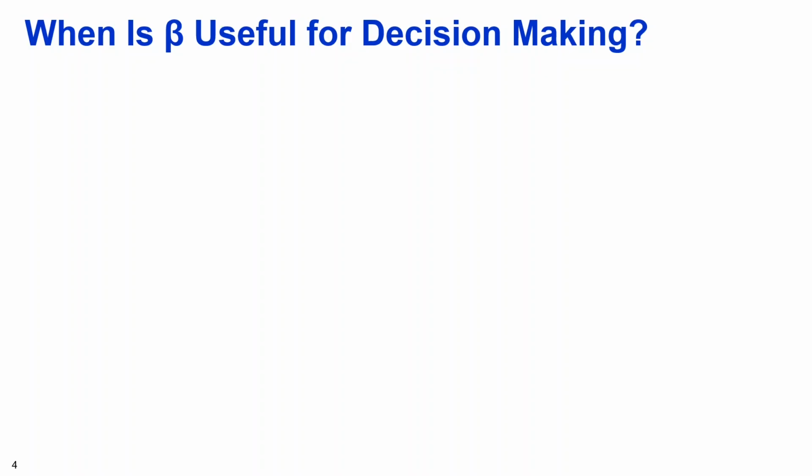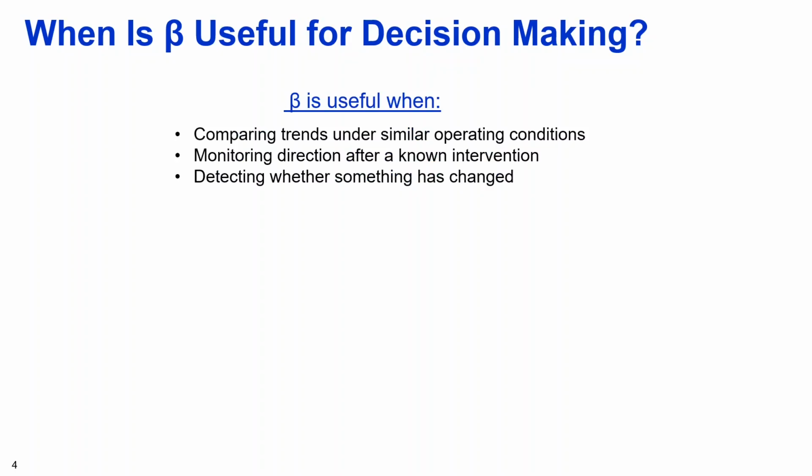After understanding what beta means and what it does not mean, the real question becomes, when should we actually use beta for decision making? Beta is useful when we are comparing trends under similar operating conditions, monitoring direction after a known intervention, or detecting whether something has changed or not.